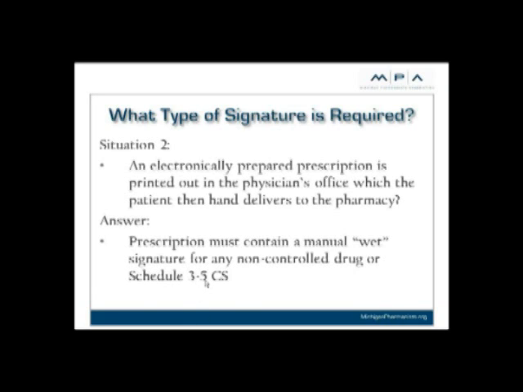So electronically prepared, it's printed out, and the patient delivers it to the pharmacy. It must contain a manual signature. So if you see a prescription in the pharmacy that's electronically prepared, it's hand-delivered to you, and in the bottom it says electronically signed, it's not valid. It must have a manual signature.